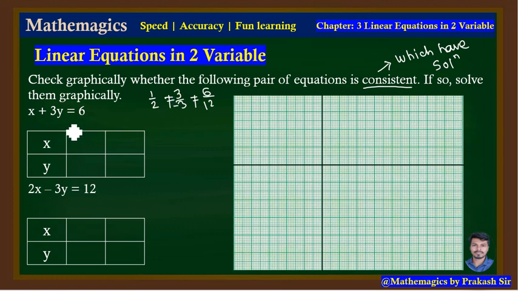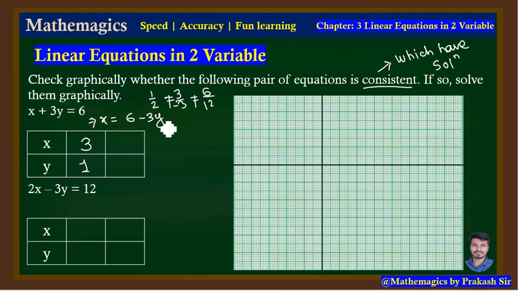So let us start. x plus 3y is equal to 6. Dear friends, here we can say that x is equal to 6 minus 3y. 3y is transposed to the other side and we got that. Now we are going to take different values of y to obtain the value of x. Let us take y is equal to 1. So 3 into 1 becomes 3, and 6 minus 3 becomes 3. So the value of x becomes 3.